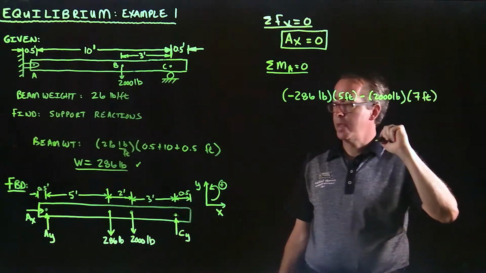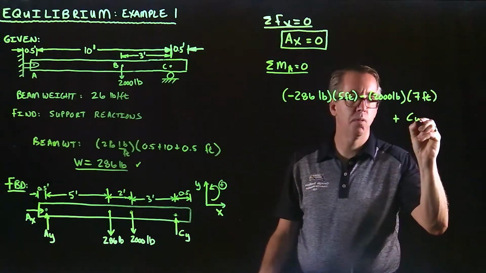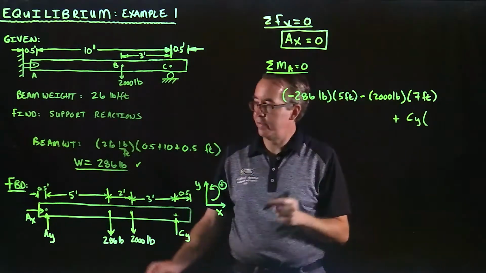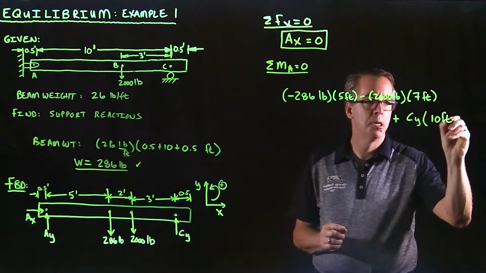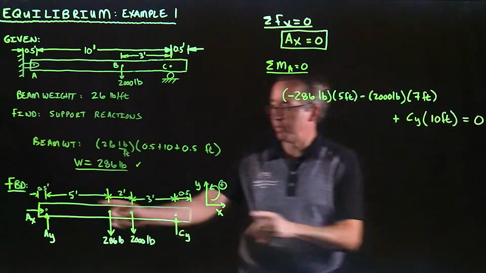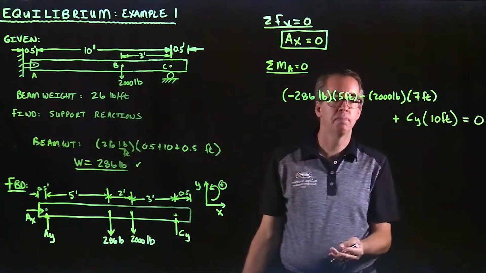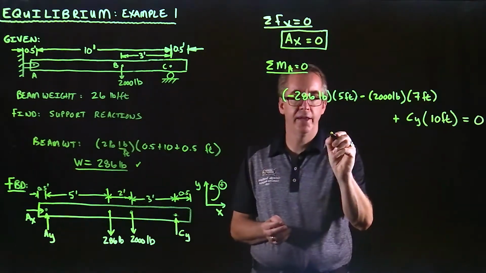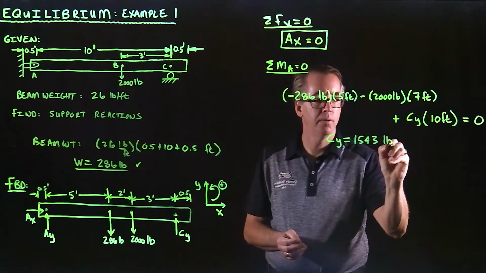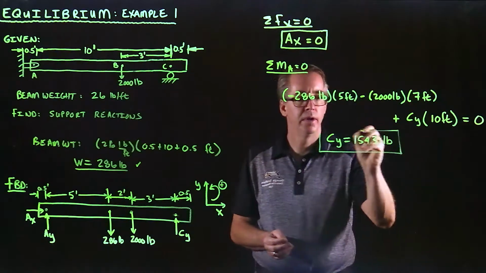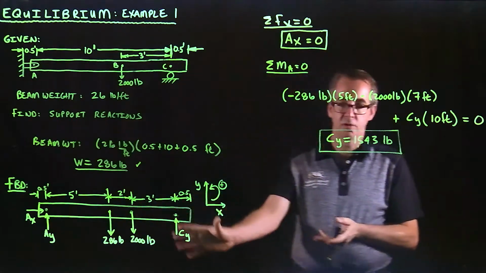And then the last force I have is the one we're solving for, and that's CY. The distance on that one is going to be 5 plus 2 plus 3 or 10 feet, and that is a positive moment, right? Because we assumed it's going upward, and so relative to point A, that would be a counterclockwise moment. So when I solve for these, I get CY is equal to 1,543 pounds, and that's upward. The direction that we assumed was correct.